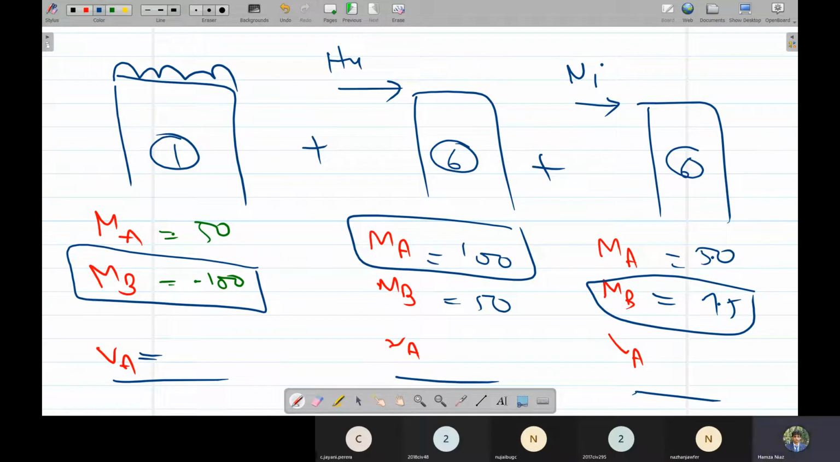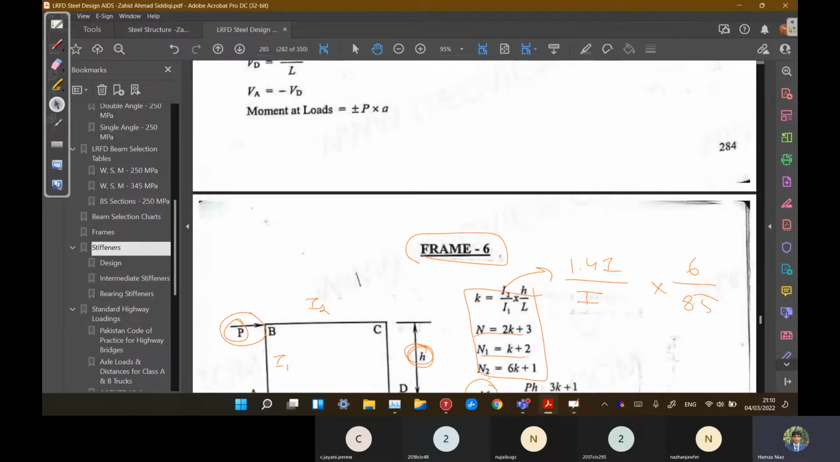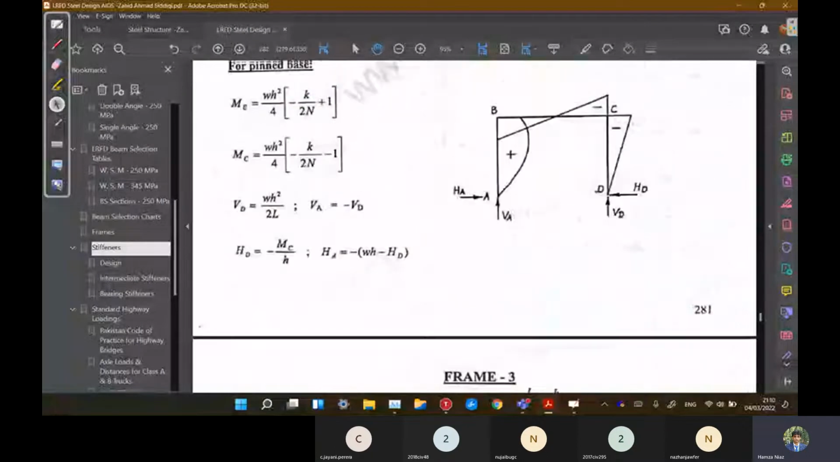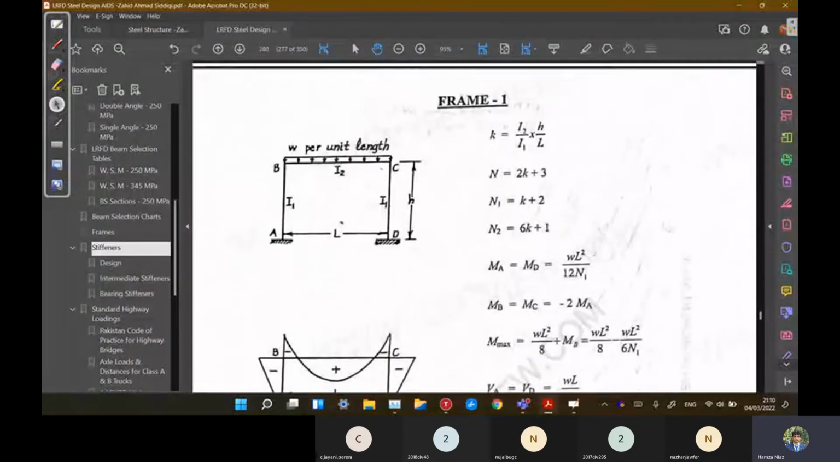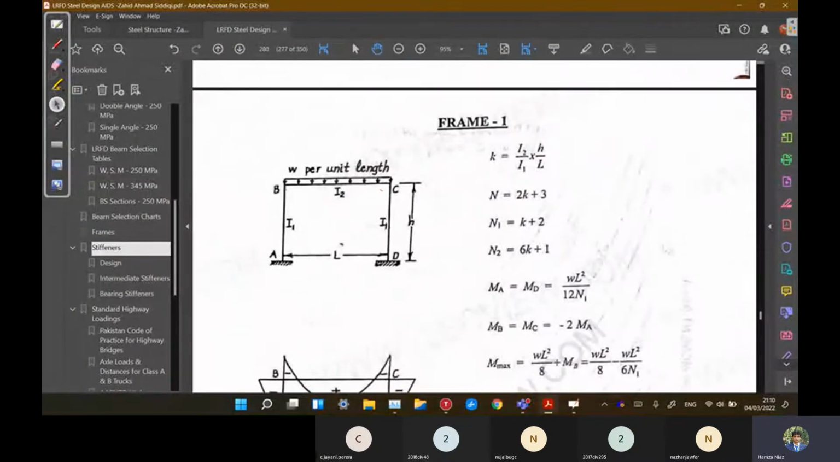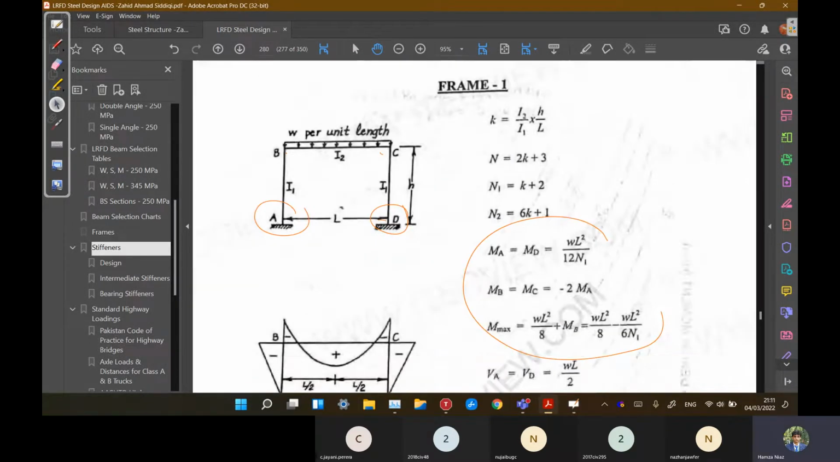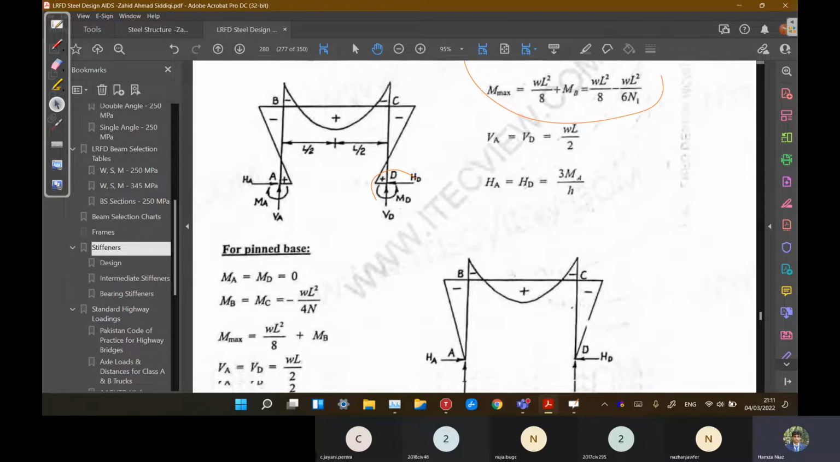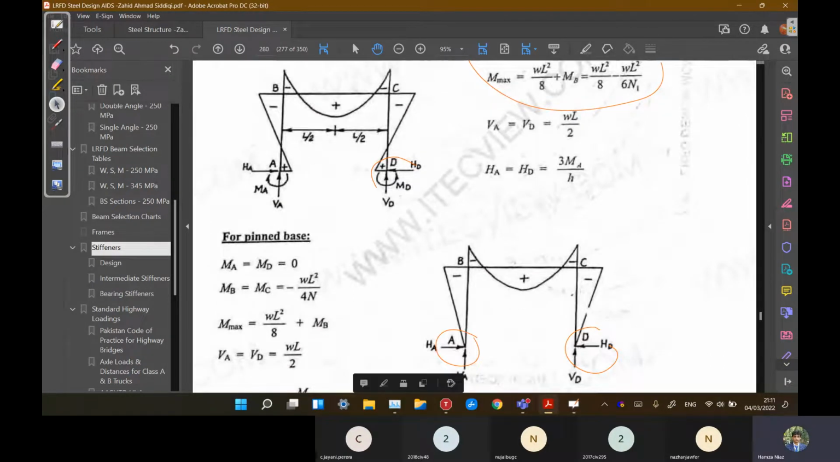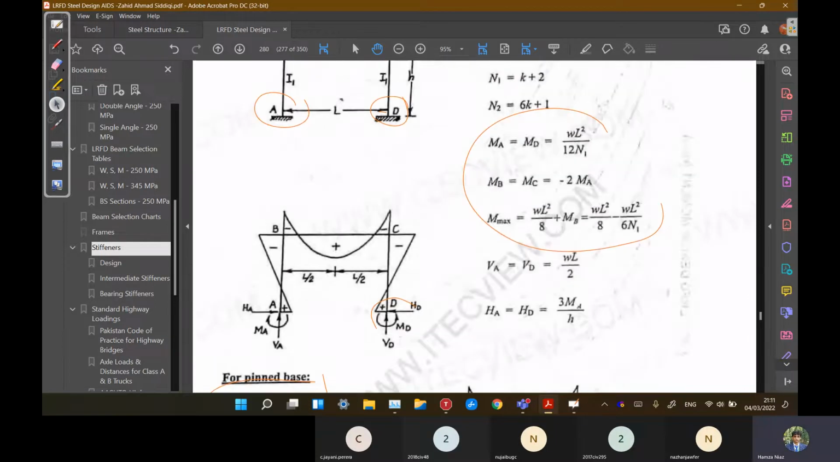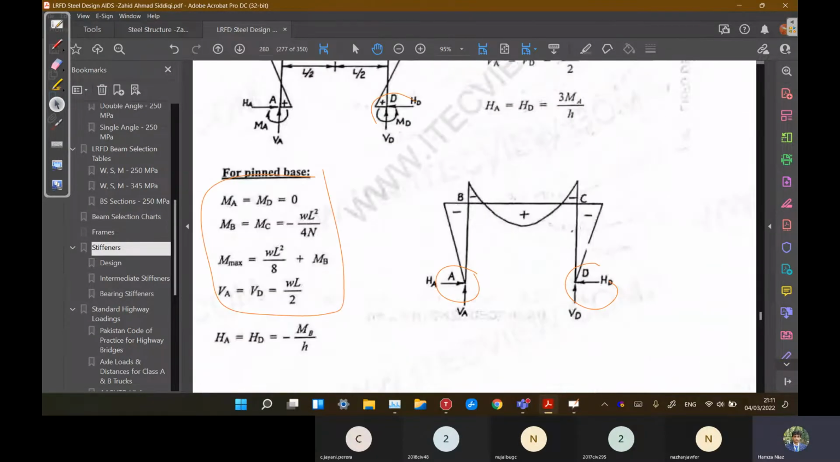This is the second step. We have to analyze our column frame 3 times, 2 for the lateral loads and 1 for this gravity loading. And remember, these formulas are given for fixed base. If the base is hinged like this, we'll use this formula for pin base. The top ones are for fixed base and the bottom ones are for hinged base. We do not need HA.